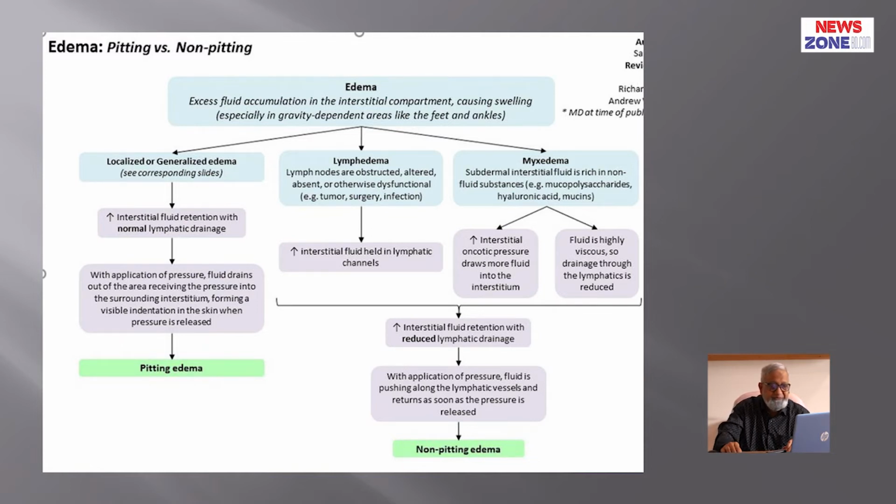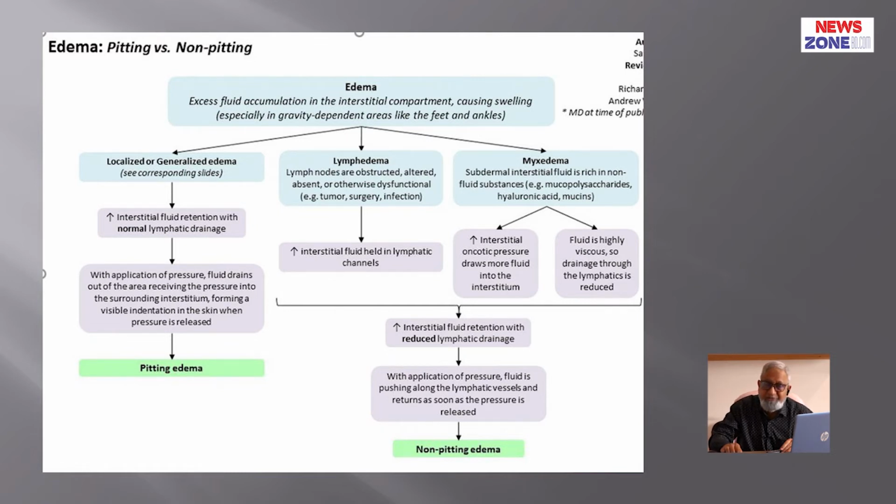With appropriate pressure, fluid drains out of the pressed area into the surrounding interstitium, forming a visible indentation in the skin when pressure is released. So, it is a pitting edema. What happens in non-pitting edema? Examples are lymphedema and myxedema. These are non-pitting edema. What happens?